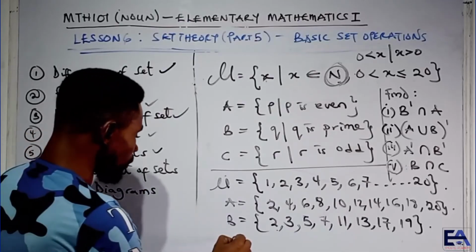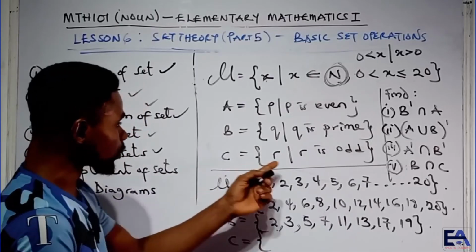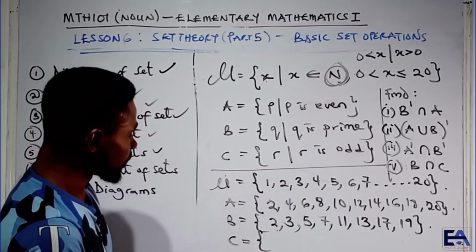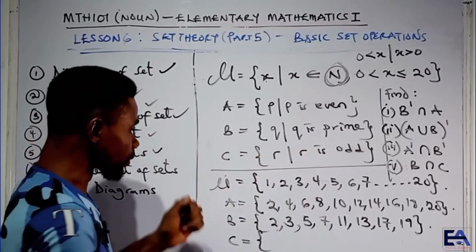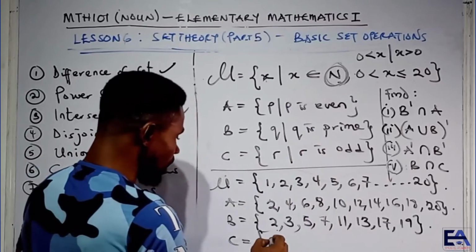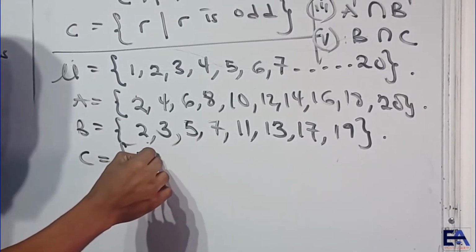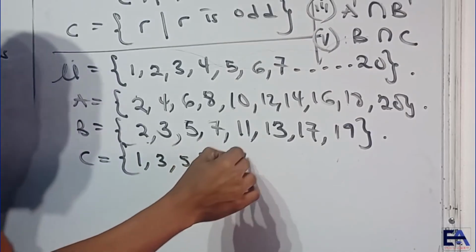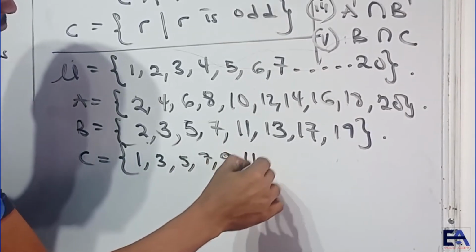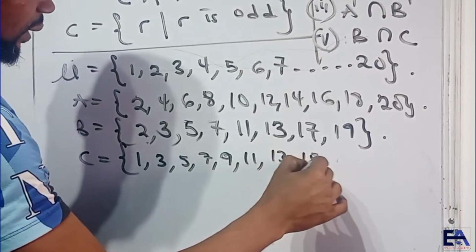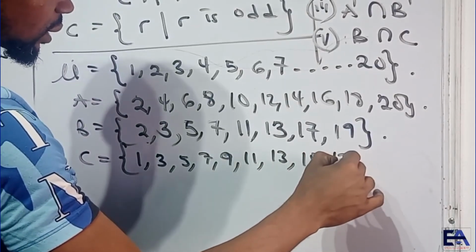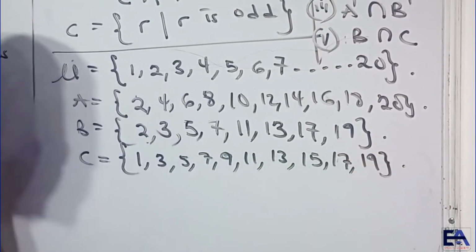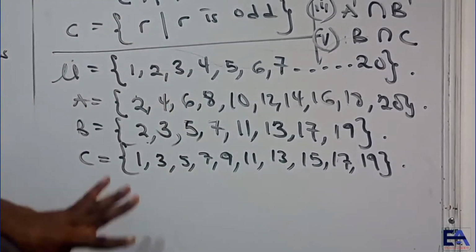Okay, so now we move on to the third one. Let's interpret the third one sharply. The third one says C is a set of odd numbers. So we are looking for odd numbers between 1 and 20, and that would be 1, 3, 5, 7, 9, 11, 13, 15, 17, and 19. Okay, good. So we have all of these sets complete, right?